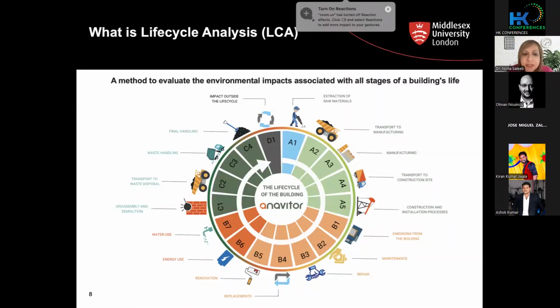If then we need to disassemble the building or demolish it, does it all go to landfill, or do we account for reuse of the materials, and in the disassembly we don't emit a lot of carbon? Or transport to waste disposals and so on. So all of this has an impact in what's called LCA. So please allow me to use the word LCA from now on.